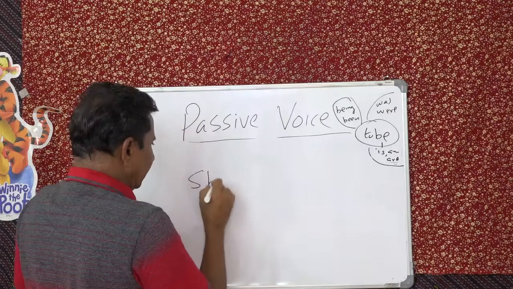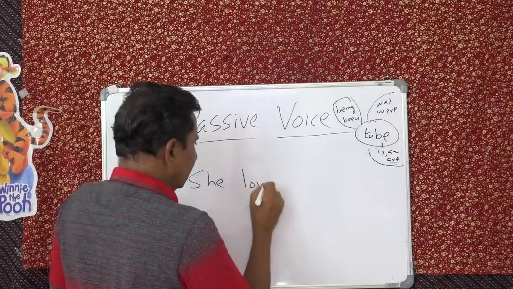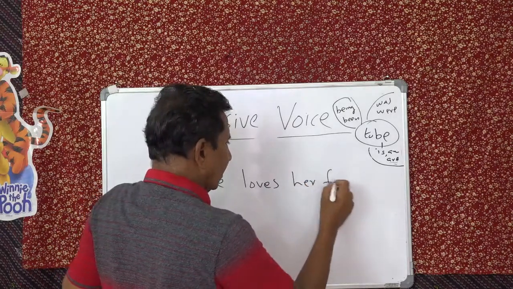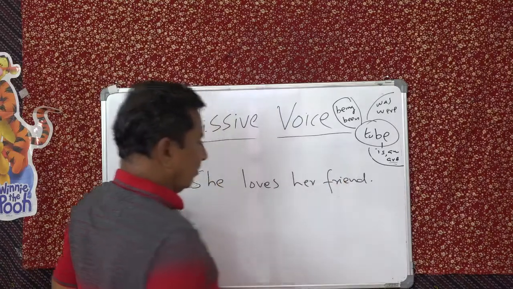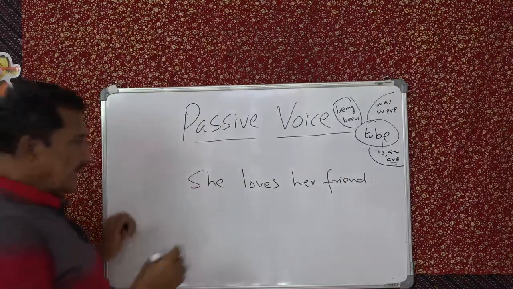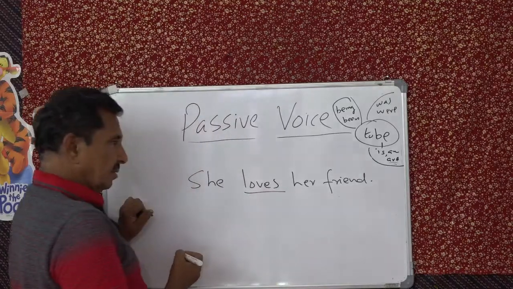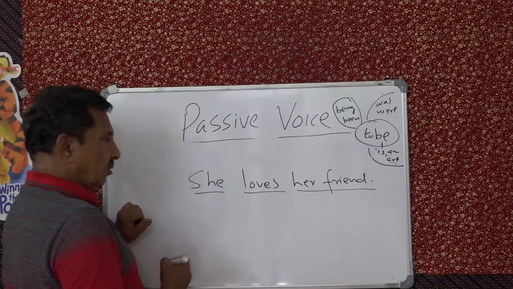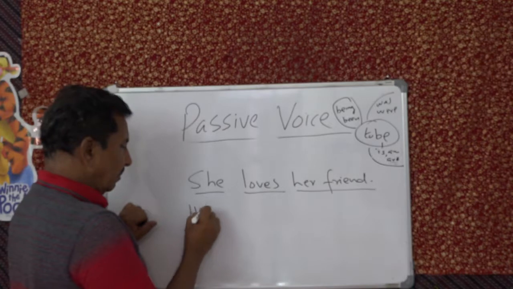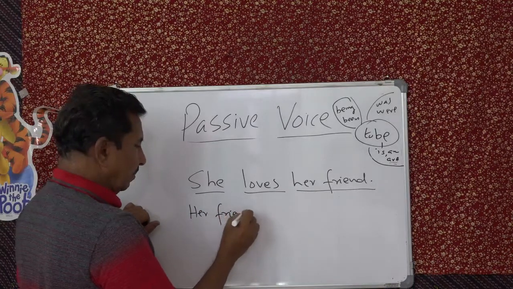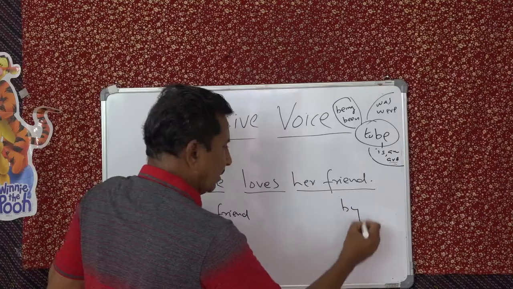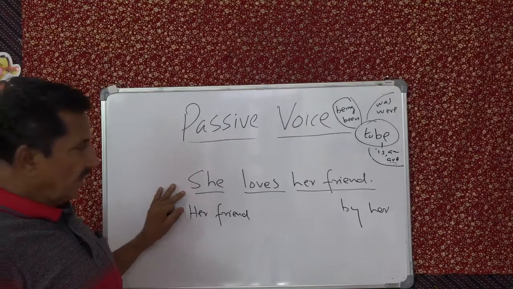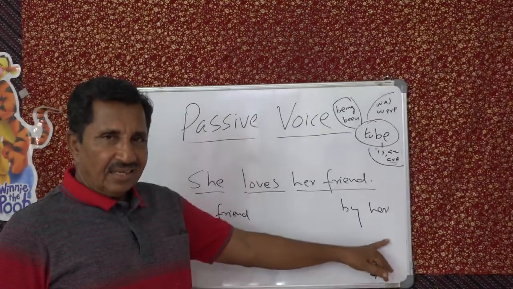Let's say she loves her friend. Here the tense is simple present, and the object is this, the subject is this. So what will you do? Her friend, by her. Because this is "she", a subject pronoun, and here it is an object pronoun.